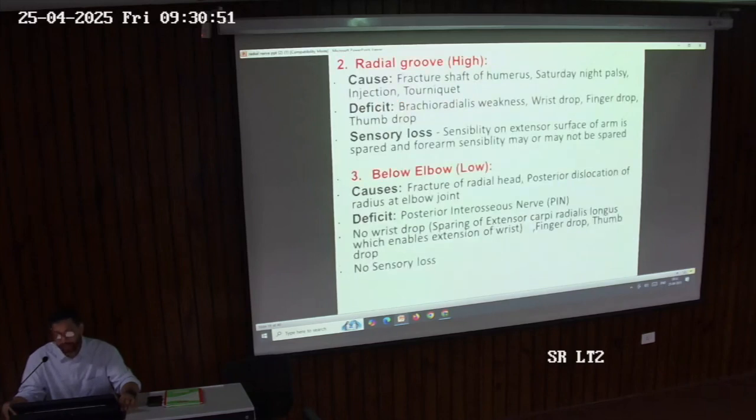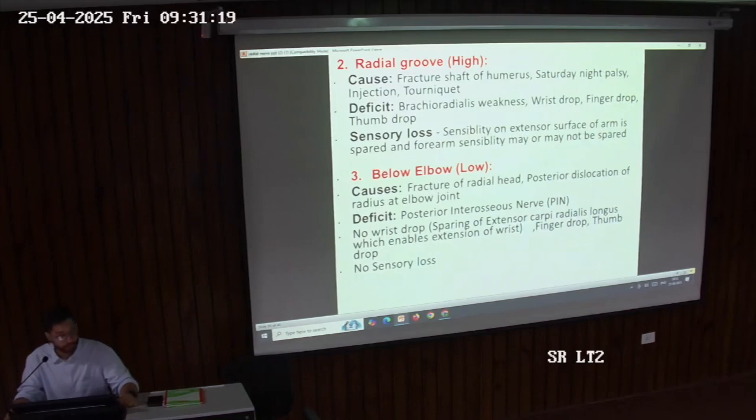At the radial groove, which is a high lesion, it may be because of fracture of the shaft of the humerus, Saturday night palsy, injections or tourniquets. Here there will be brachioradialis weakness, wrist drop, finger drop and thumb drop. Sensory loss will be present over the extensor surface of the arm, which is spared, and forearm sensibility may or may not be spared.